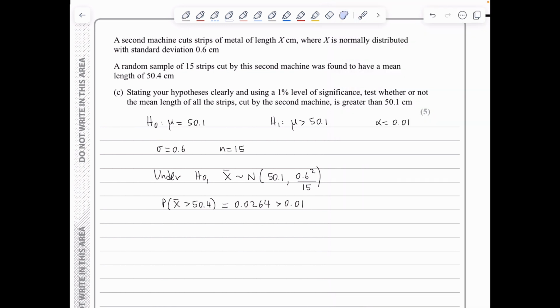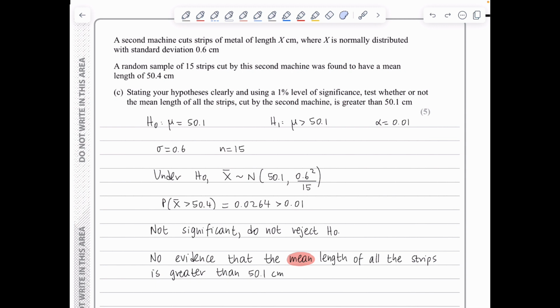We therefore say not significant, do not reject H naught, and we need a conclusion in context. There is no evidence that the mean length of all the strips is greater than 50.1 centimeters. If you say no evidence that the length and you don't mention the word mean, you will be penalized, so be extra cautious here. You need to include the word mean.